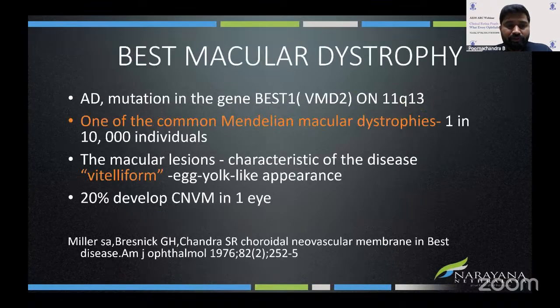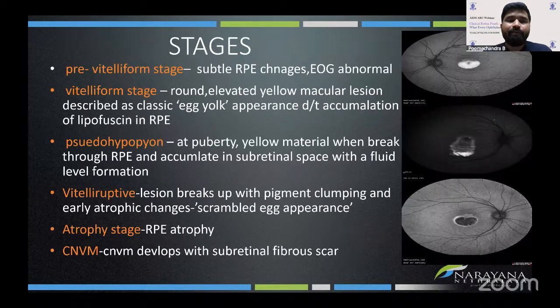So this is one of the most common Mendelian macular dystrophies, characterized by typical egg-like or vitelliform-like deposits, and 20% develop CNVM. They go through multiple stages: the pre-vitelliform stage, pseudohypopyon, vitelliruptive stage, and finally the atrophic stage. During any of these stages, patients can develop choroidal neovascular membrane, which is a secondary complication.